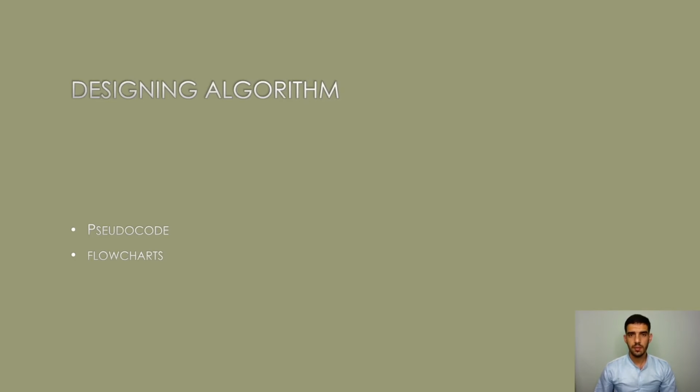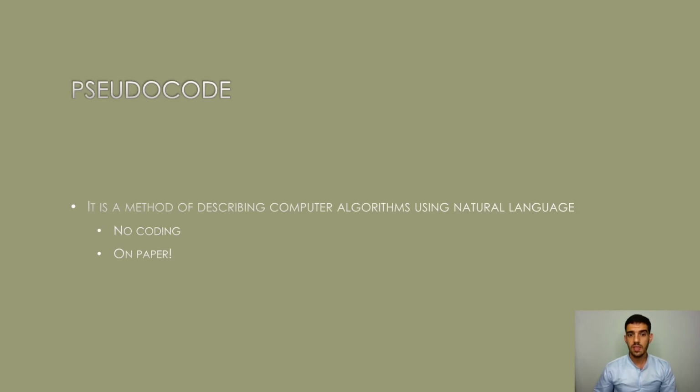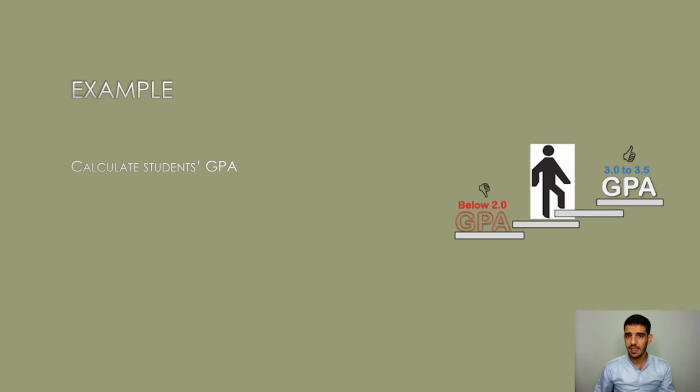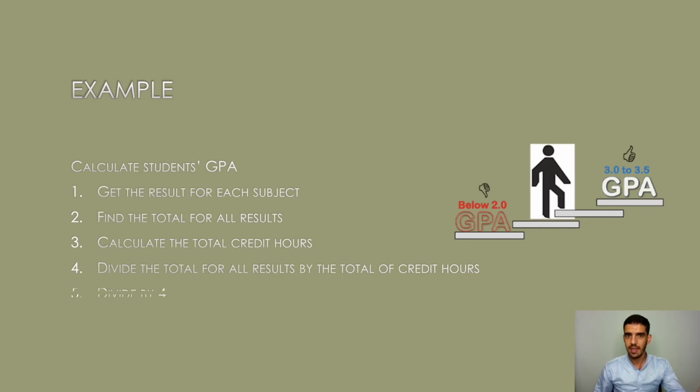How to design an algorithm? You may use one of 2 ways, either using a pseudocode or a flowchart. A pseudocode is a method to describe a computer algorithm using natural language, so it is not coding. You may do it on paper, or you can do it in a word processor on your PC. So you are writing how you are going to solve the problem. And yeah, it is the same example with the GPA. So here is what a pseudocode may look like. It is not a perfect one, but yeah.